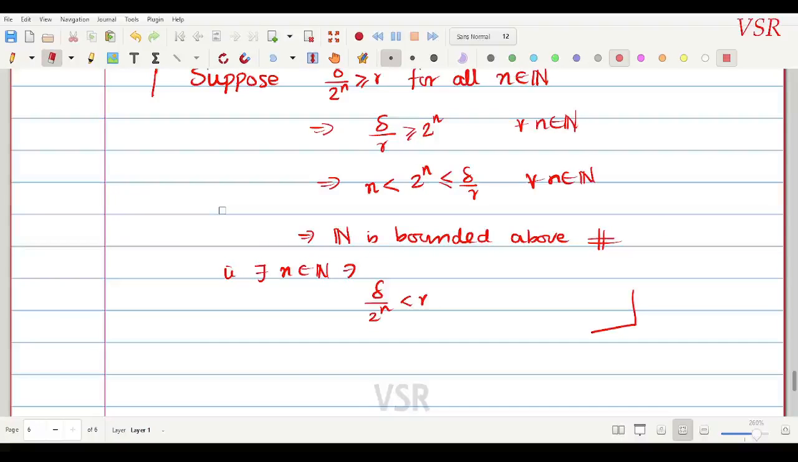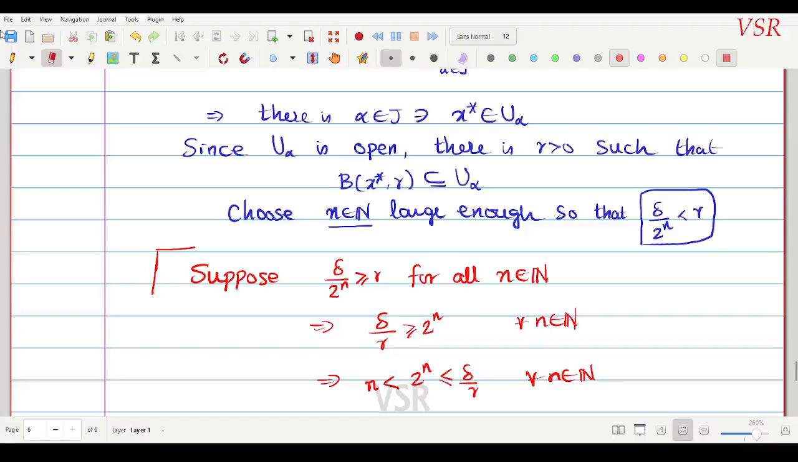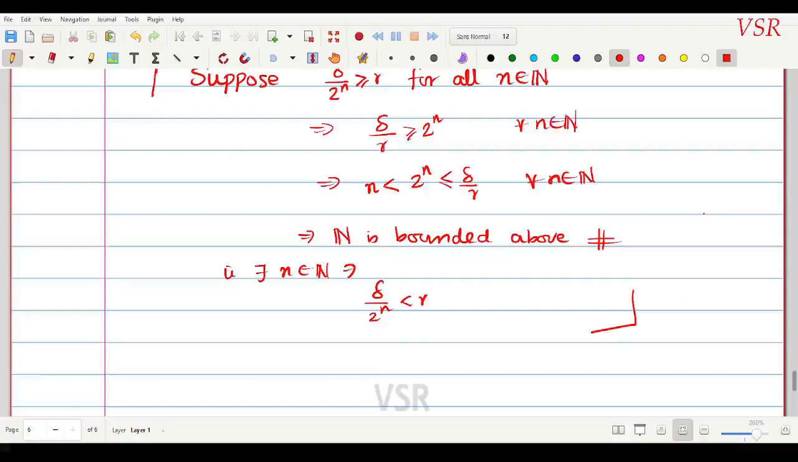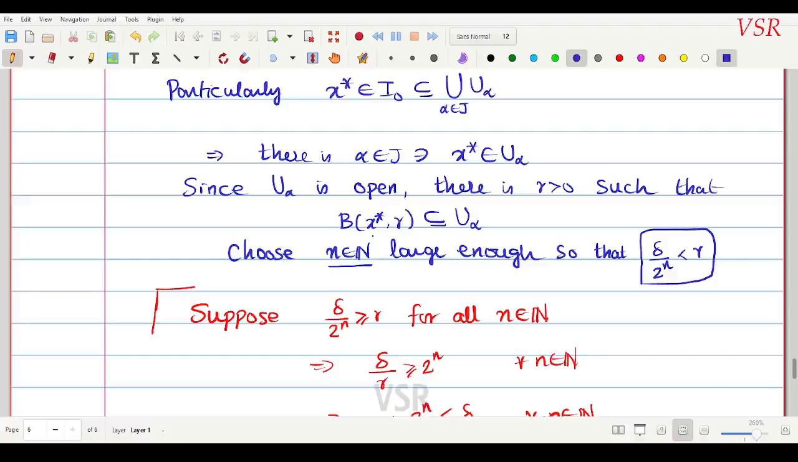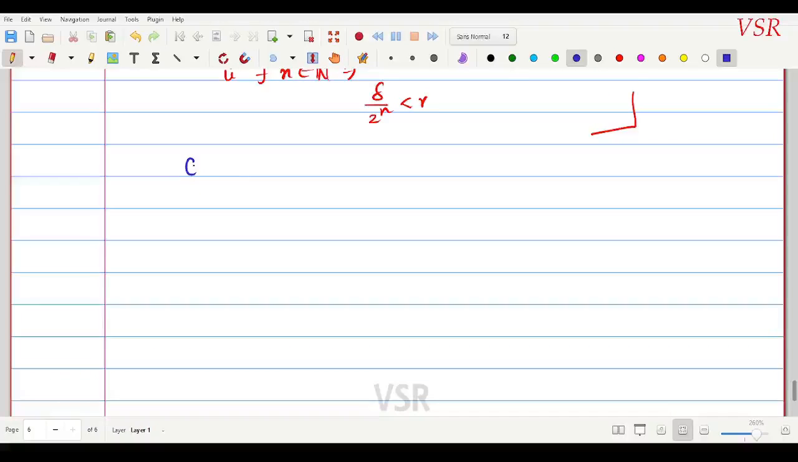So choose n to be large enough so that delta divided by 2 power n is less than r. I have taken it like that. Now consider such an n that we have got. Choose n belonging to the natural numbers. So that you can follow, I will make it capital N. Choose capital N belonging to the natural numbers such that delta divided by 2 to the power N is less than r. Okay, now consider I capital N.